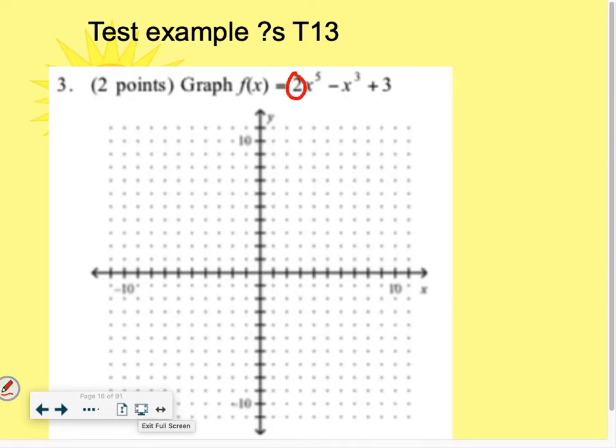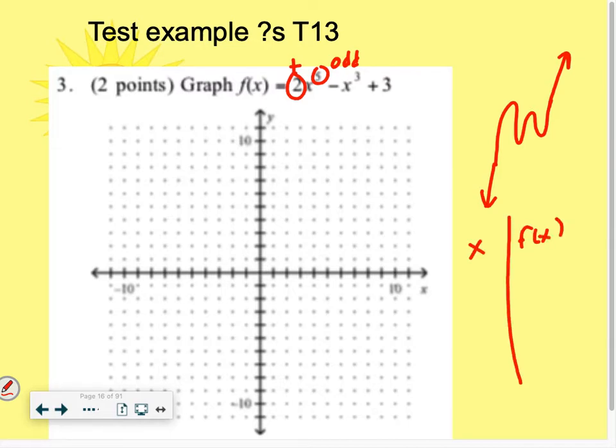It has a positive leading coefficient of degree 5, so odd degree. So it's going to do opposite things at both ends. It's going to increase at the right end and fall on the left end. And in the middle, it might have some loops. So I'm going to make a table again, pick some easy values like 0. If I put 0 in there, I'd get 3. If I put 1 in there, it'd be 2 minus 1 plus 3, which is 4. And I could keep doing that.